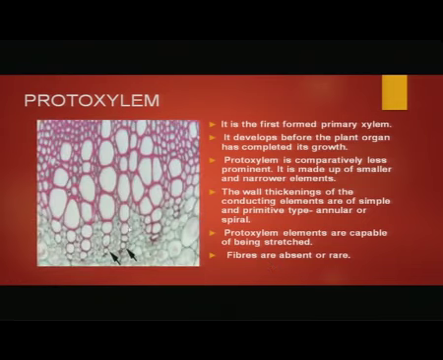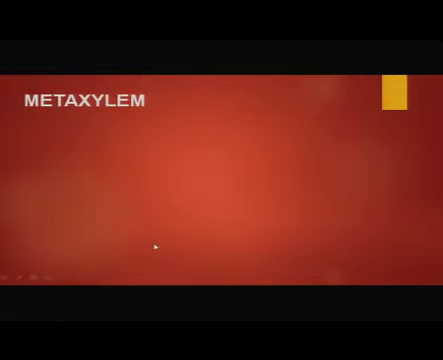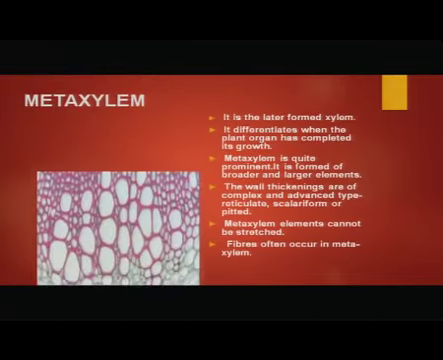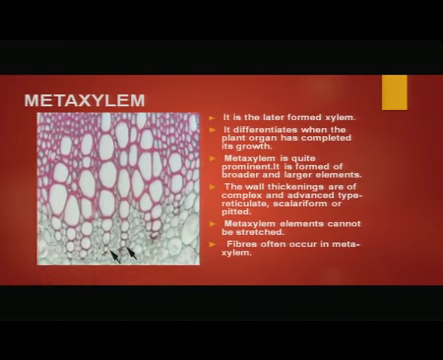So, can you tell me in this microscopic image where the protoxylem elements are? Yes, the arrows show them. These smaller elements are the protoxylem elements, while the xylem which develops later and has larger elements is the metaxylem. So, if we draw a comparison, we can say that it is the later formed xylem. It differentiates when the plant organ has completed its growth.